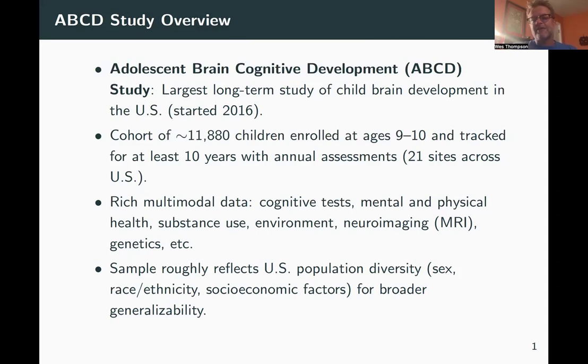And it's a very diverse sample. It was intended to roughly reflect the U.S. population diversity in terms of sex, race, ethnicity, and socioeconomic factors. And so the intent was to make it a more broadly generalizable study so that the results that are discovered in the data pertain to the country as a whole as much as possible.